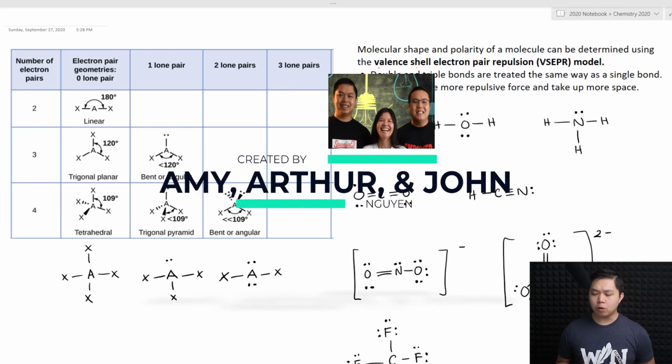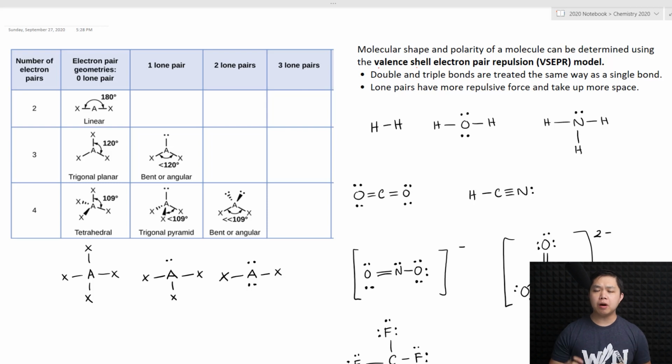In this lesson, we are going to look at how to determine the shape of a molecule based on the Lewis dot structure. Now, sometimes we are not given the Lewis dot structure, so you have to figure out how to draw the Lewis dot structure for particular molecules. In this case, we have the Lewis dot structure given to us. So how do we determine the shape of the molecules?